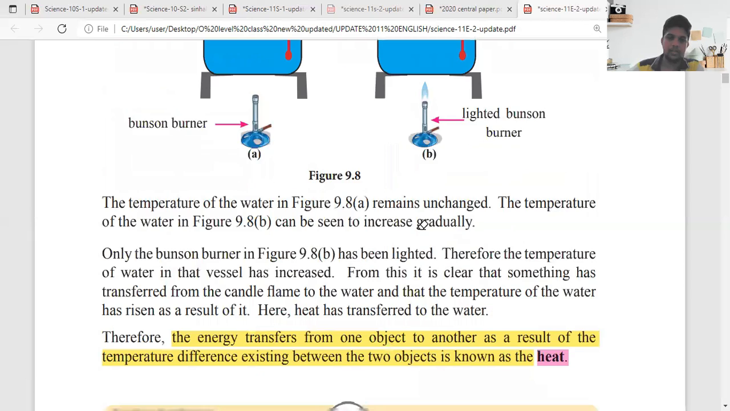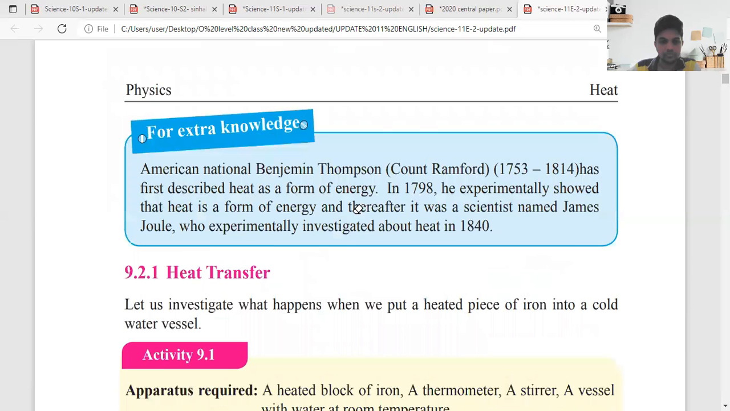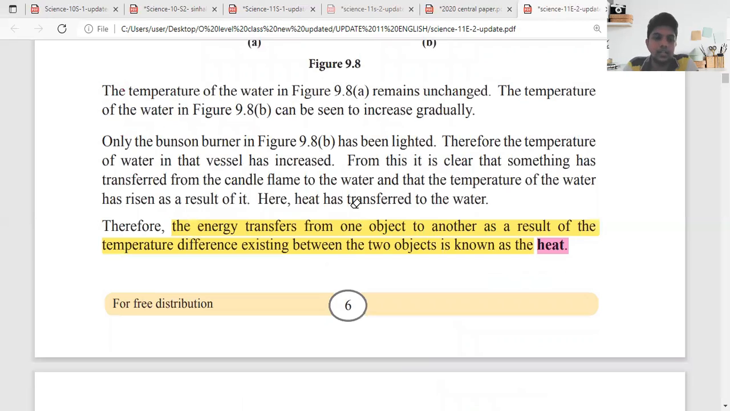So that's why they have explained it here. Basically, energy transfer from one object to another object as a result of temperature difference. The heat is also an indication of it. The difference existing between two objects is known as heat. If there is a transfer of energy or temperature, definitely there will be a temperature difference. That difference is called heat.